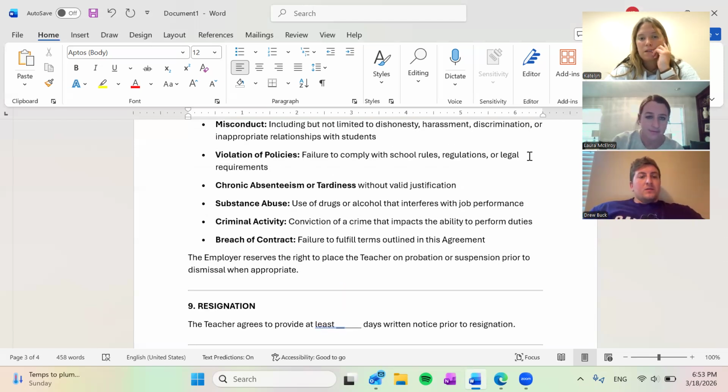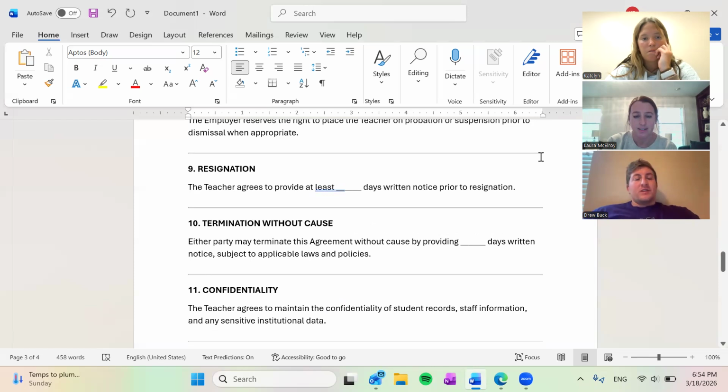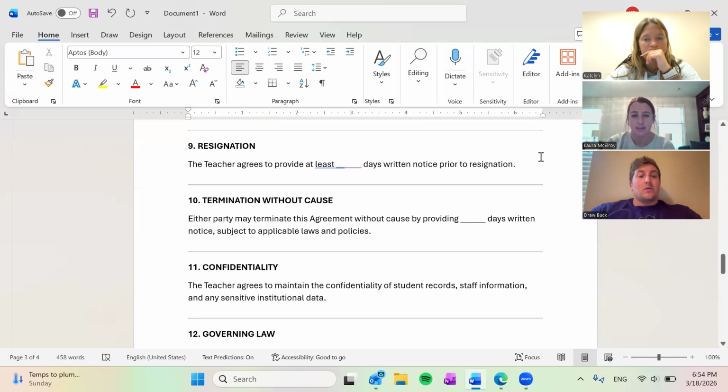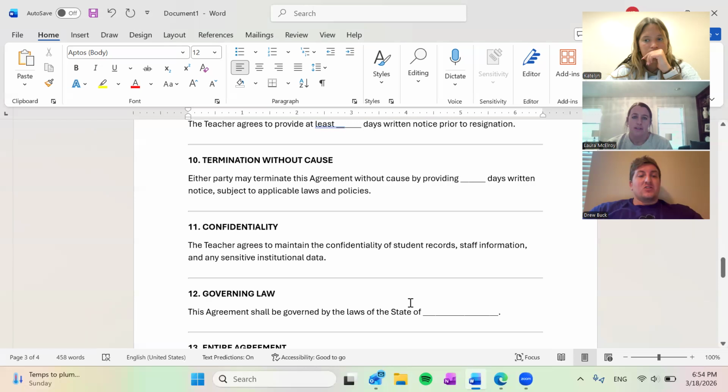So then we get into resignation. The teacher agrees to a specific amount of days that they have to declare that they're resigning. That's probably set by the school and or the district. Then we get into termination without cause. It says either party may terminate this agreement without cause by providing a blank amount of days written notice. So again, there is a specific set amount of days that they have to abide by when it comes to terminating a teacher without cause.